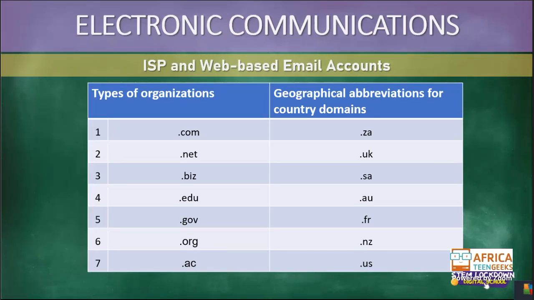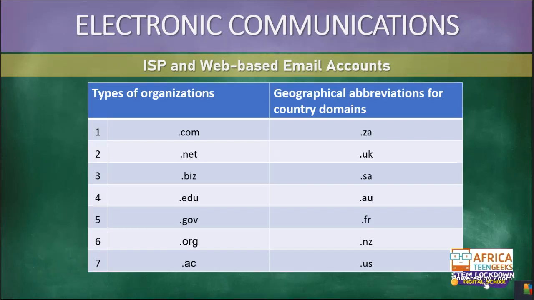Then lastly, there you have education. And then we have .ac, which is short for academic institution. So when you get to grade 12 and you are applying for university, you will see most of the universities' email addresses or their websites, their domains, will have .ac and then .za if it's for South Africa. So we look at the geographical abbreviations for country domains.